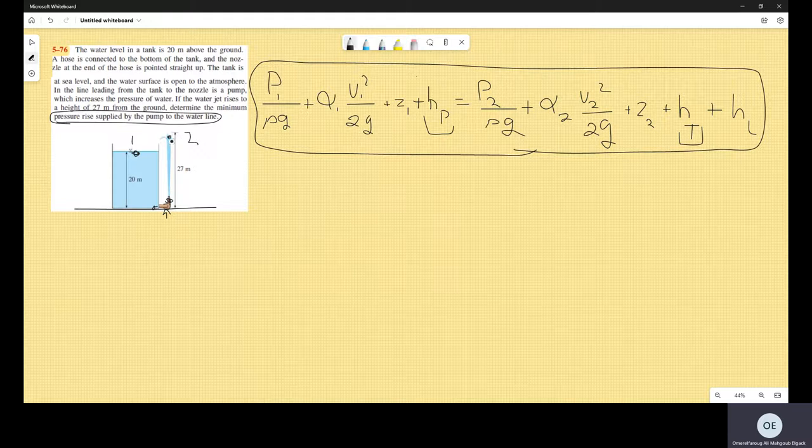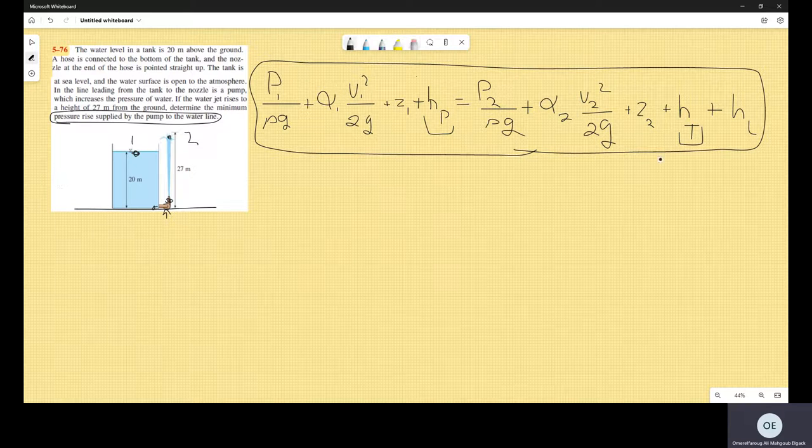We know that the pressure is atmospheric because it's open to the atmosphere. And we also know that the velocity is zero here. Why? Because the fluid, just like the projectile that you took in physics, when you throw something up, it will reach the highest point and stop. When it stops, that means the velocity is zero. If the velocity is not zero, then it will keep rising to infinity. But here it will stop, then the velocity is zero, and then it will fall back again. So here the velocity also is zero at point two.